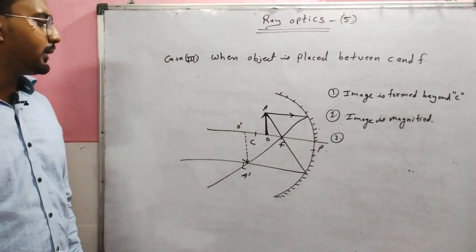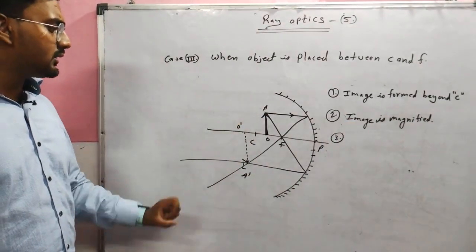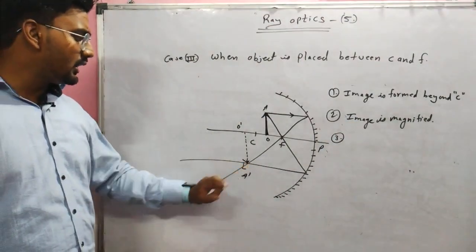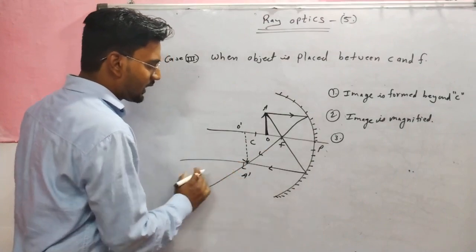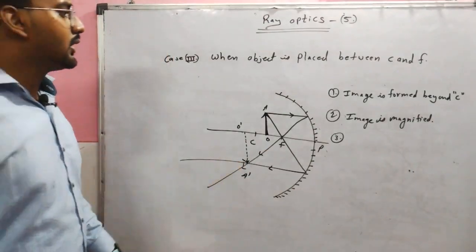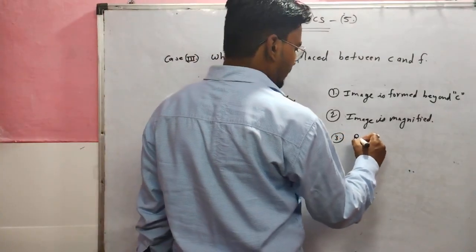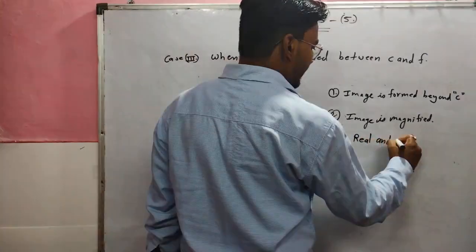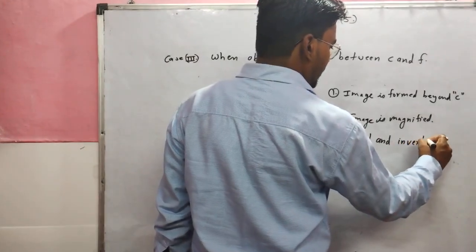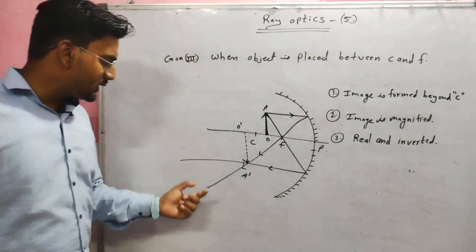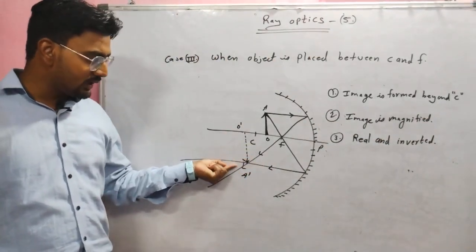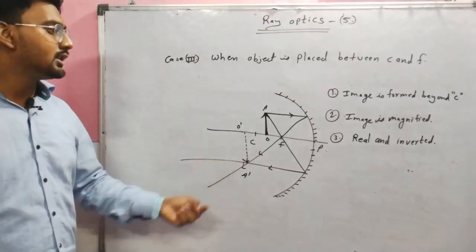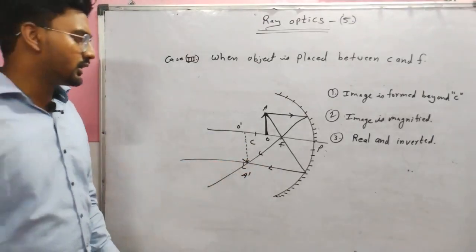The third point is that the image is real and inverted, because the reflected light rays actually meet at this point. The image is formed real and inverted because the reflected light rays meet at this point, in reality. That's why we take a real and inverted image.